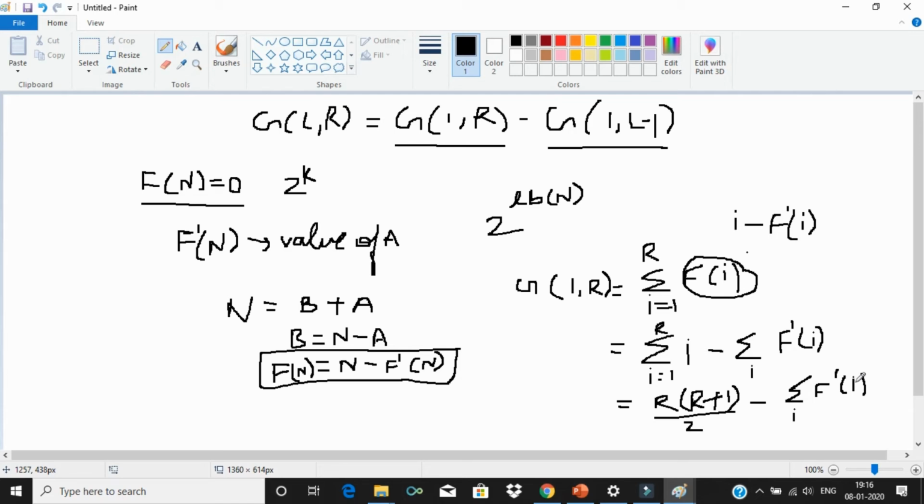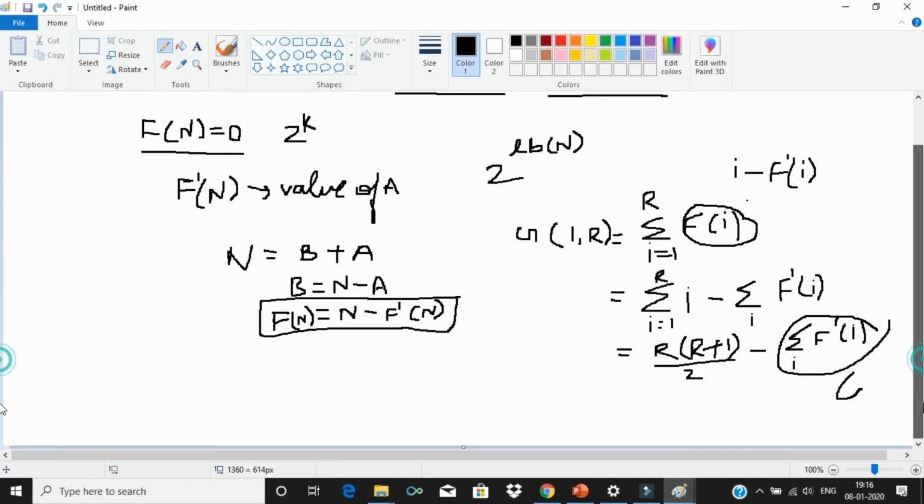Or we can simply represent this value with some simple representation, like g dash of r, right? The summation i from 1 to r of f dash of i can be represented as g dash of r. We will represent it as g dash of r. All right.